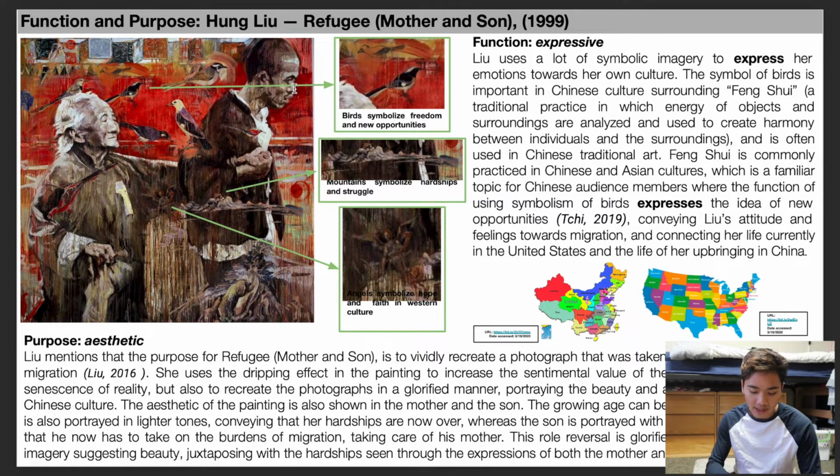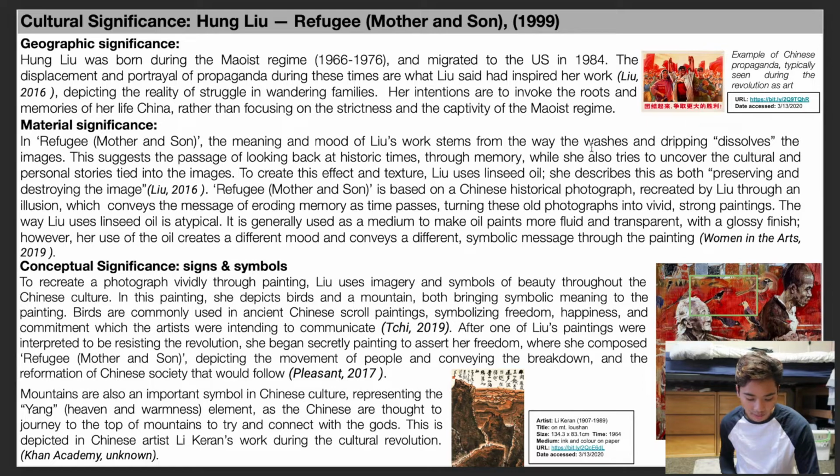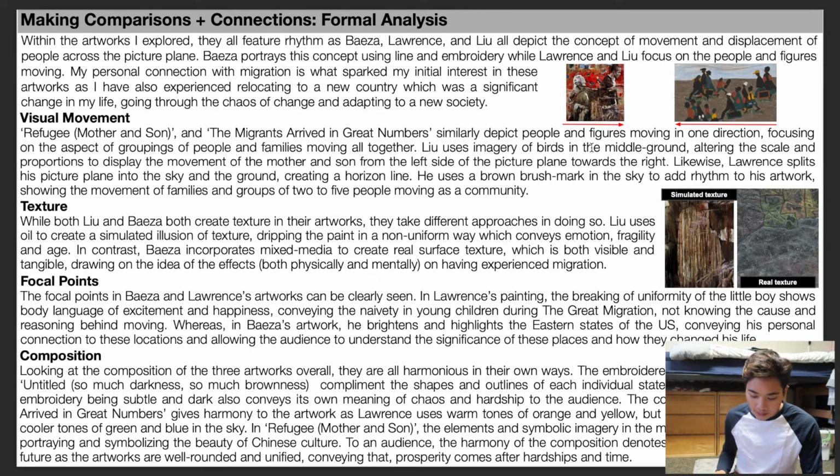I used the same color line for the same color arrow and the outline of the picture, just so that it looked more put together. And for cultural significance, I used geographic significance, material significance, and conceptual significance. So this is again a lot of research on Google, and putting it together and including art language into the research as well. Pretty simple.